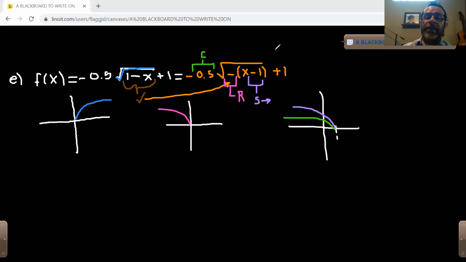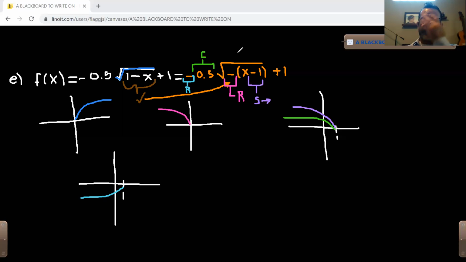And next up, we have a minus here. What is this minus going to generate? It's going to generate another reflection. But in what axis is that reflection going to be? It's going to be around the x-axis. So now what we're going to have is a reflection along the x-axis, and we're still here at 1.